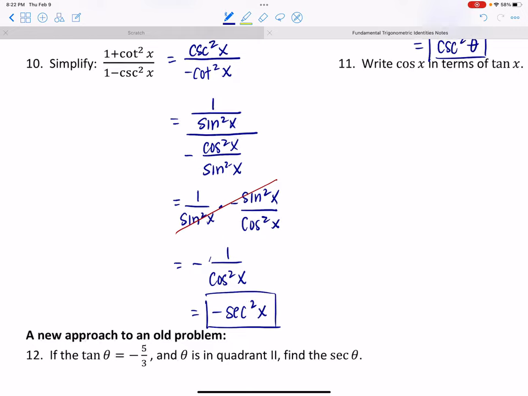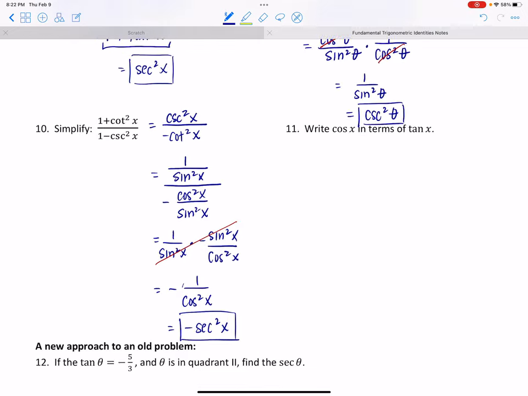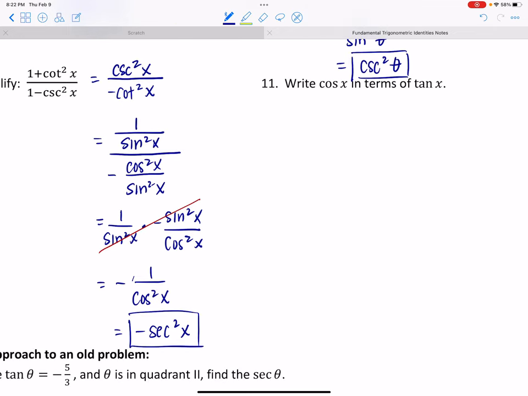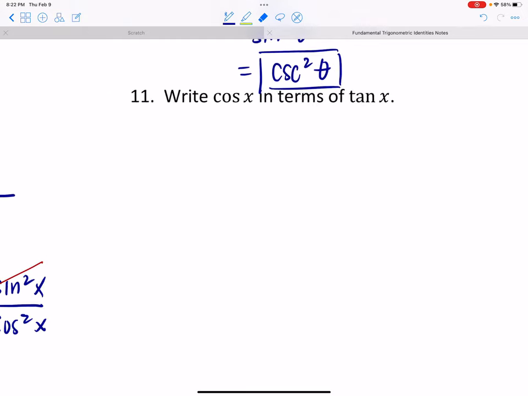So we can use a lot of these identities to simplify. Later we're going to use them for solving as well. We're going to use them to do some verifying of things. We can also use it in a case like number 11. It says to write cosine in terms of tangent. Write the cosine of x in terms of tangent of x. What that means is we want an equation that has cosine on one side and some form of tangent on the other side. Obviously those two things aren't equal, but this is what it means.